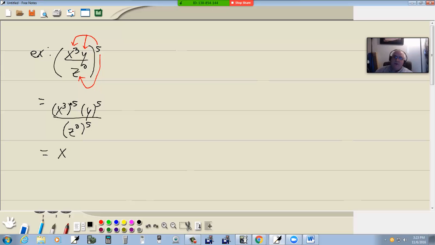Now remember, when you raise one exponent to another exponent, you multiply them together. 3 times 5 is 15. So we got x to the 15th, y to the 5th. And down here, 2 times 5 is 10, so we've got z to the 10th. And that's our answer.